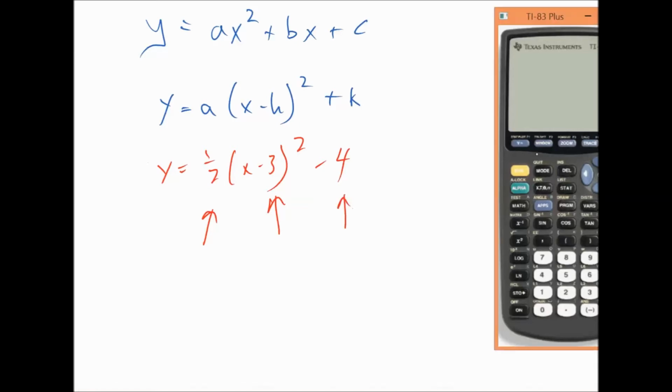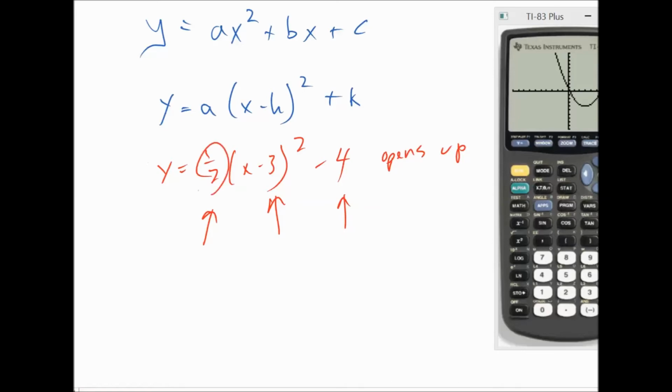But let's go ahead and type this in. Of course, we can always use a calculator to verify what we're doing. So it's 1/2, we'll just say 0.5 times (x minus 3) squared minus 4. And we get this. Okay? We're going to say this one opens up. It's positive. Like I said, this is a positive a. It's going to open up. If it were negative, it would open down.